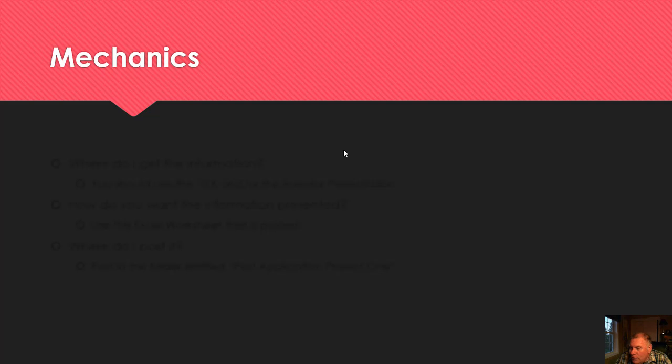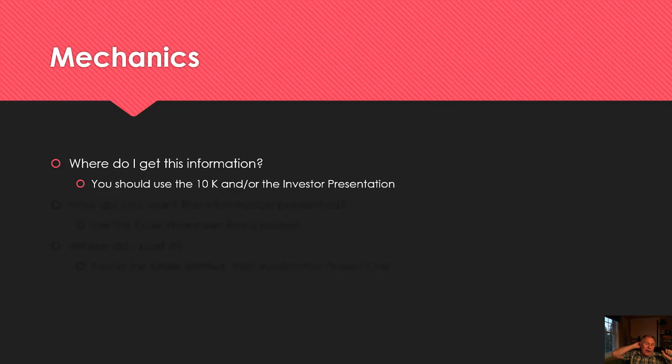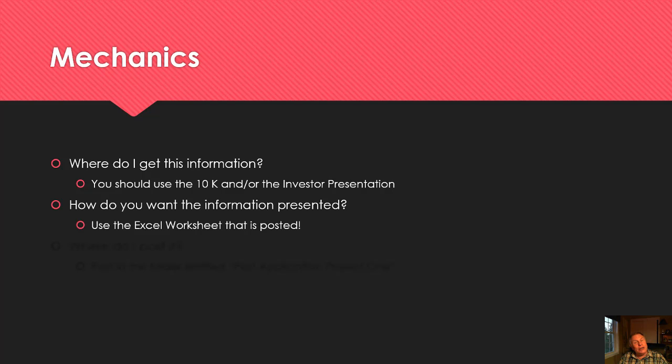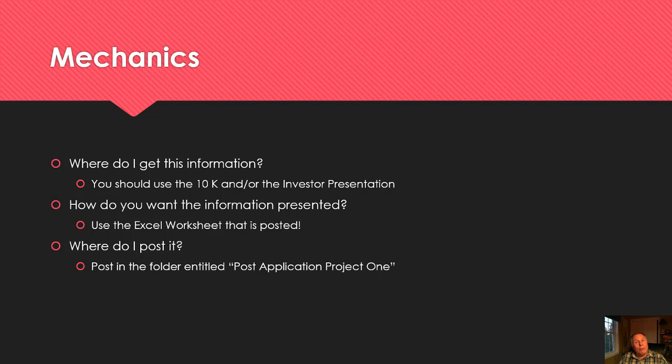Okay? Now, what are the mechanics? Where do I get this information is the first question. We talked about the 10K and investor presentation. So you want to go there to find this information. How do you want this information presented? Well, I'd like you to use the Excel worksheet that is posted. Okay. Next question, where do I post it? Post it in the folder under Module 1 entitled Post Application Project 1 here. Okay. So those are the mechanics of Part 1.